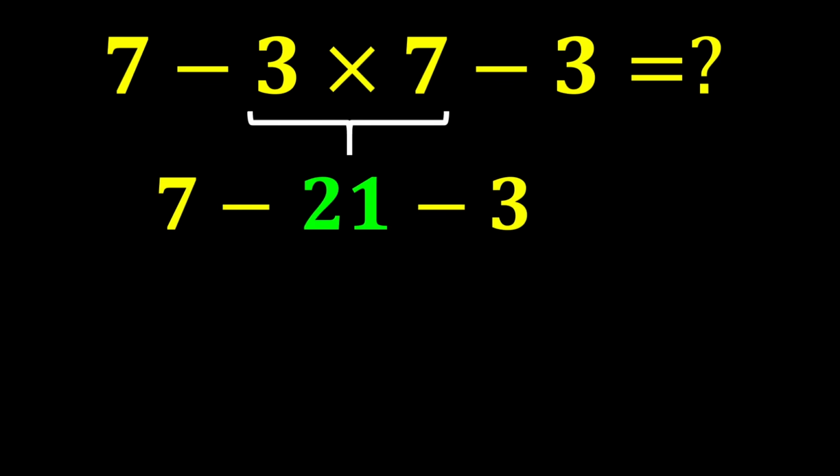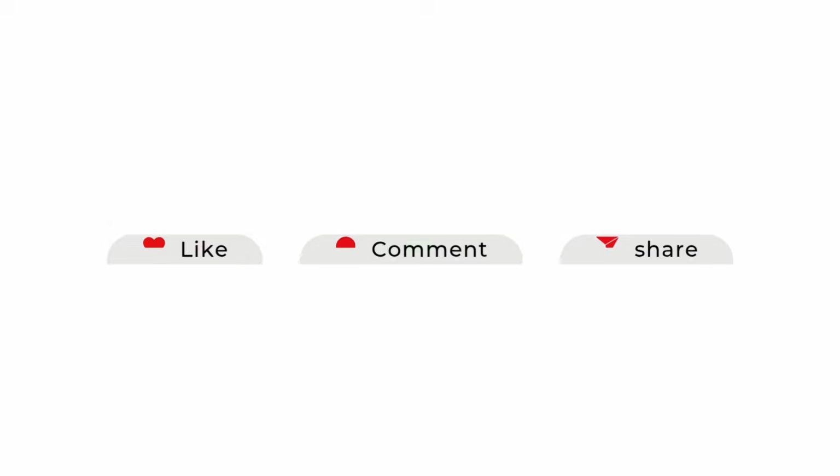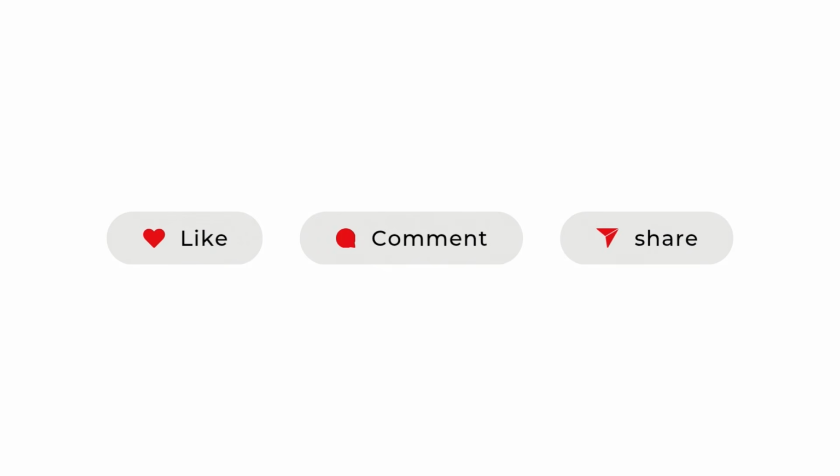Now, in this expression, there are 2 subtractions, and since according to PEMDAS subtractions have equal priority, we move from left to right and perform the subtractions in order. 7 minus 21 gives us negative 14, and finally negative 14 minus 3 gives us negative 17, which is our final answer.